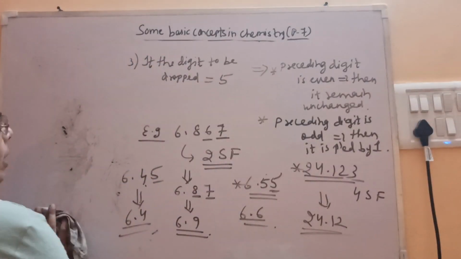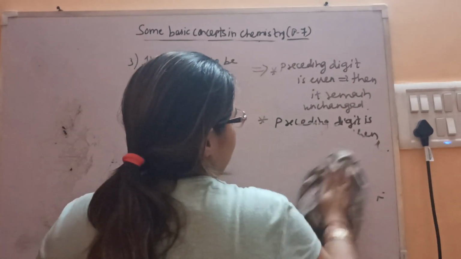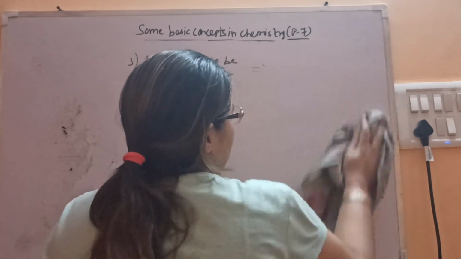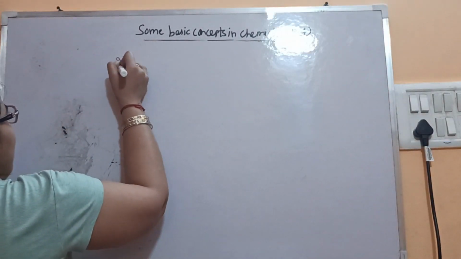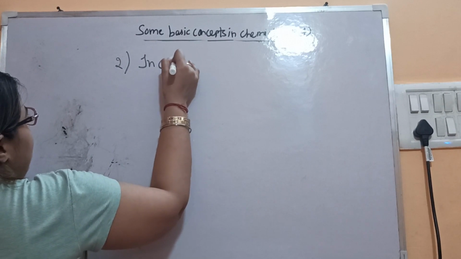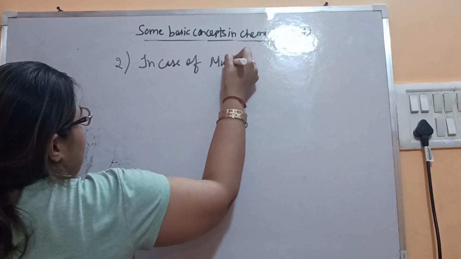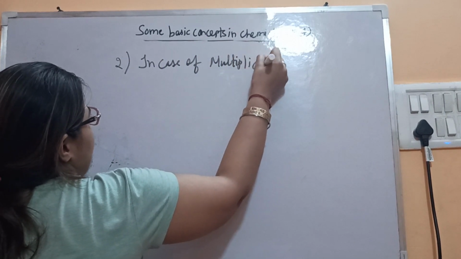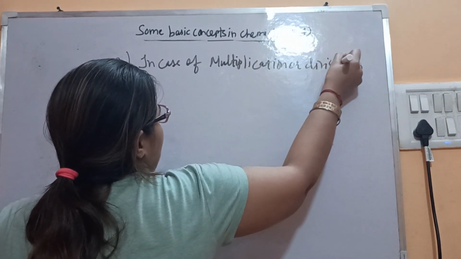In case of multiplication and division, the calculation rule is different. In addition and subtraction, we report the final result in terms of the least number of decimal places. In case of multiplication or division, we report the result in the least number of significant figures.